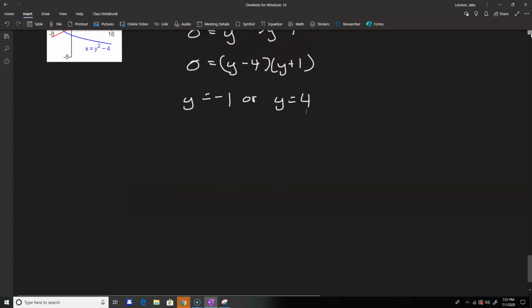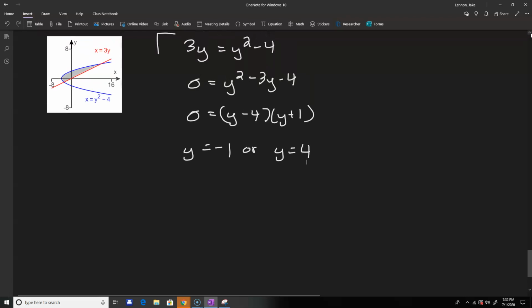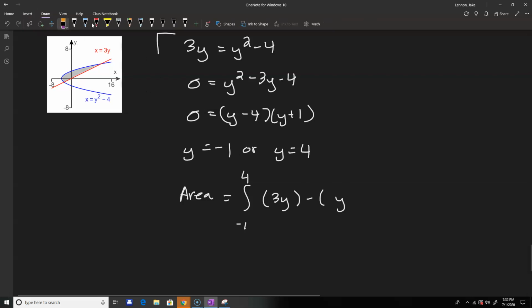And then again, we want to use the right radius minus the other radius. So our area here is going to be the integral from -1 to 4. And then we're going to be taking the line 3y minus the parabola y squared minus 4. So I've kind of botched that up a bit. Y squared minus 4, and this is what we want to integrate with respect to y. So we're integrating from -1 to 4 of minus y squared plus 3y minus plus 4, two negative signs, dy. And then let's go ahead and integrate this, and that'll give us the area between the two curves.